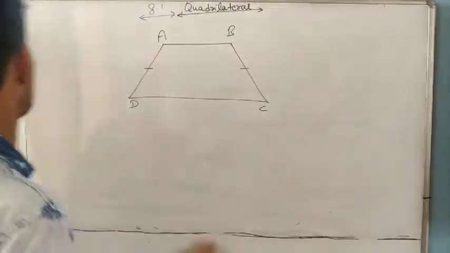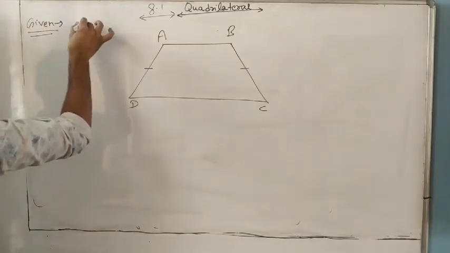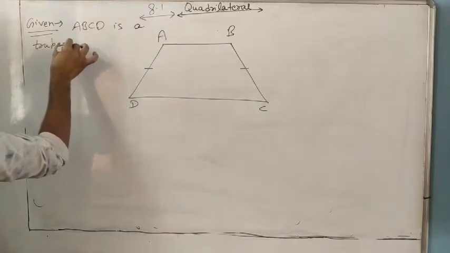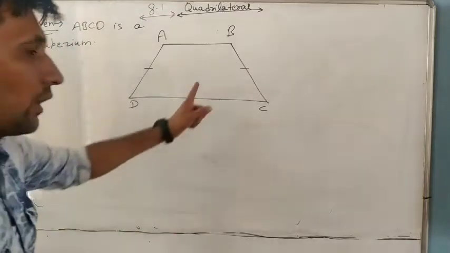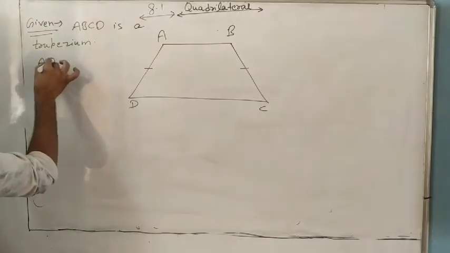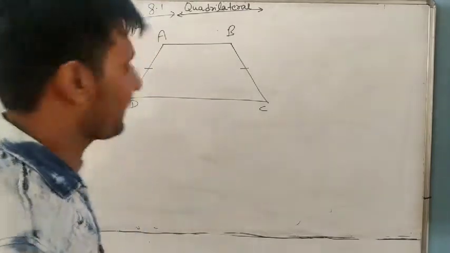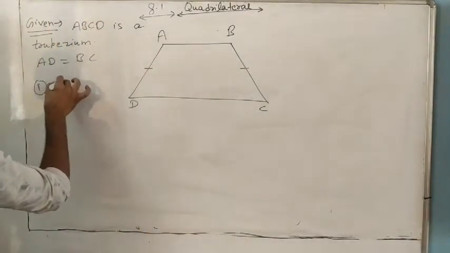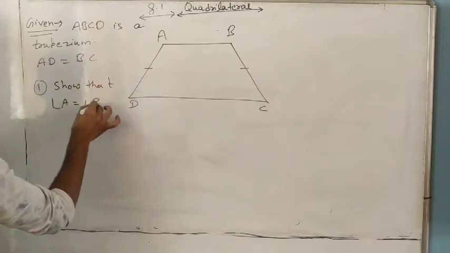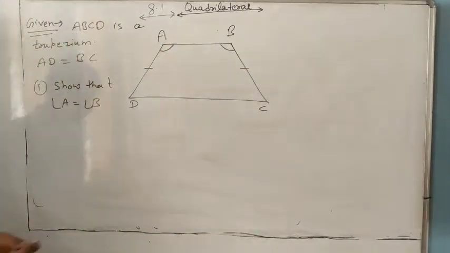Then show that. First we will always write what is given. So write ABCD is a trapezium, already given in the question. Next, AD equals BC, given. Understand? Now we have to show four parts. First is to show that angle A equals angle B. We have to show that this angle and this angle are equal. So what will we do?